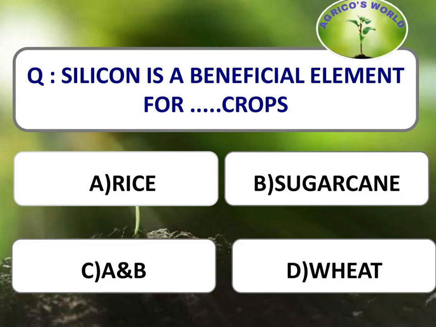Silicon is beneficial element for which of the following crops? In the options, rice and sugarcane, silicon is beneficial element. Along with that, maize also, silicon is a beneficial element. So when there is high amount of silicon, it is a beneficial element because it provides disease resistance and pest resistance to the crops.